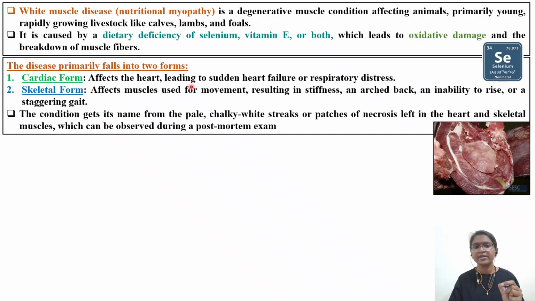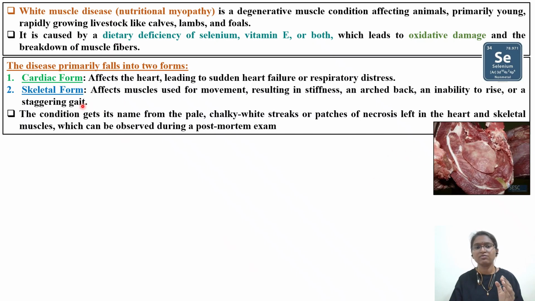It affects the heart, leading to sudden heart failure or respiratory distress, because there is oxidative damage also. Reactive oxygen species are there. Heart and brain are the only organs which need the highest amount of oxygen, so probably that might be the reason it is causing respiratory distress or heart failure. If you look at a gross necropsy of an open heart, you can see white colored muscle tissue. The name comes for the disease, white muscle disease.